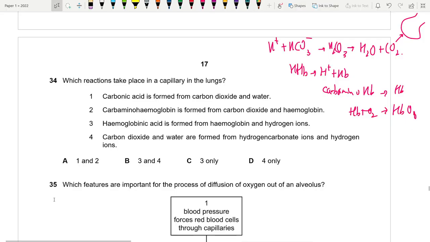Carbonic acid is formed from carbon dioxide and water. Wrong. That's the opposite reaction actually. 1 is wrong.